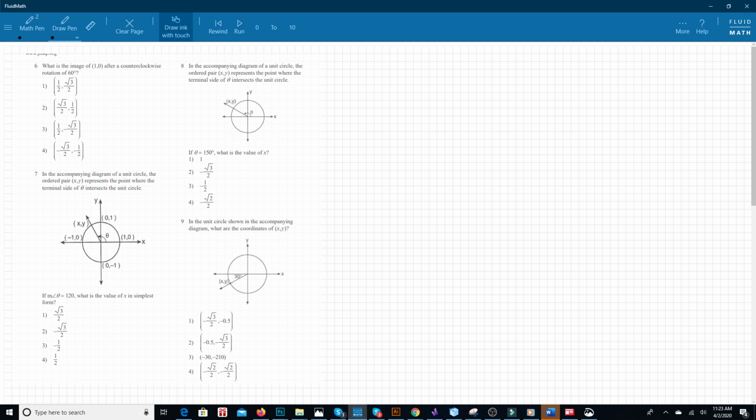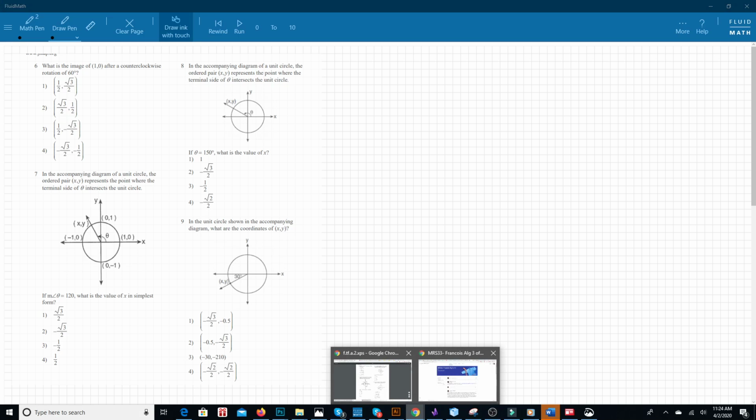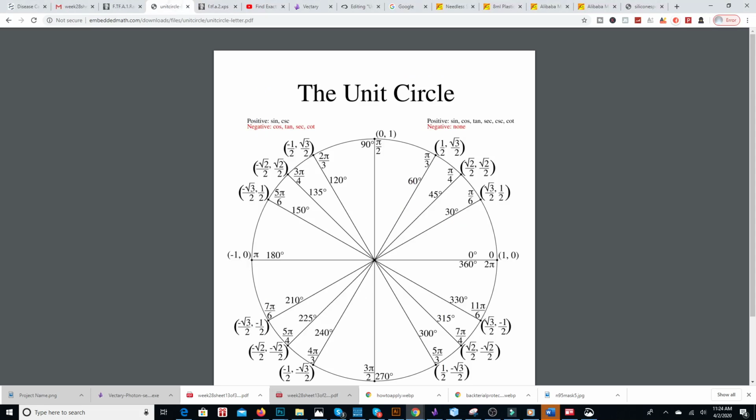Sorry about that again. So let's look at question 7. What is the image of (1, 0) after a counterclockwise rotation of 60 degrees? We want a counterclockwise rotation of 60 degrees, right? So we have (1, 0), which is essentially the edge of the unit circle. So again, I'm going to go back to my little unit circle right here.